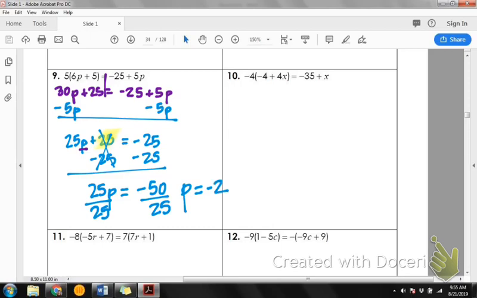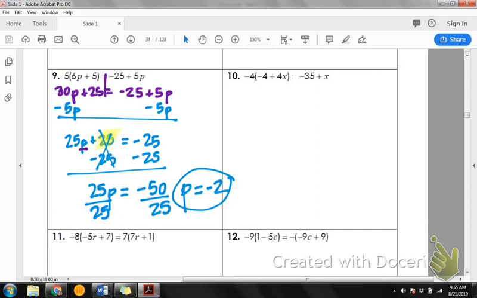Davon says -2. Does anyone else agree with him? I agree. I agree as well. Positive divided by a negative is a negative. Does anyone have any questions on number 9? Yes. So adding, these are the same signs, right? A negative and a negative. So we're really adding them together. Okay. All right. Let's try number 12.